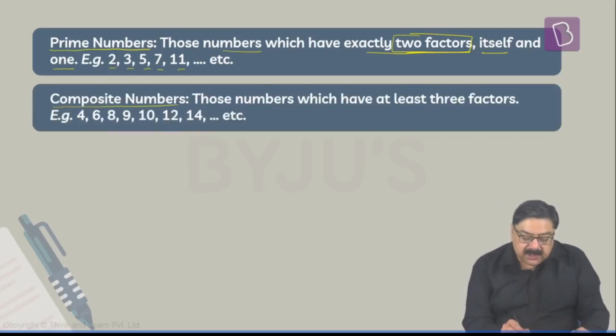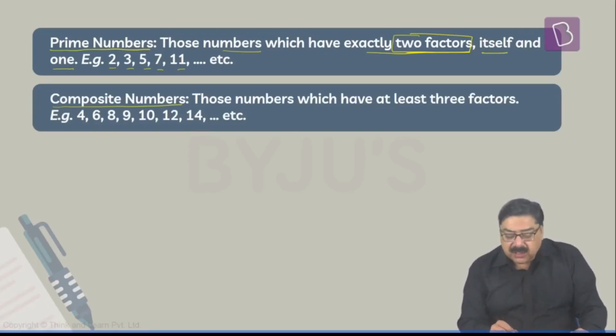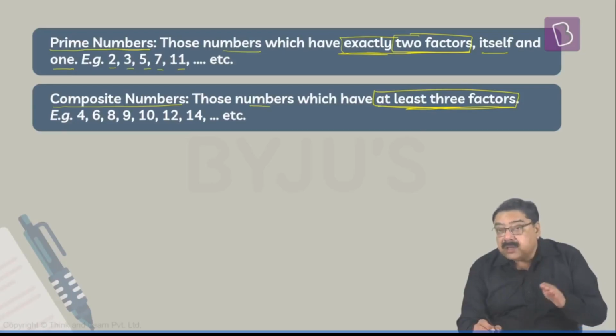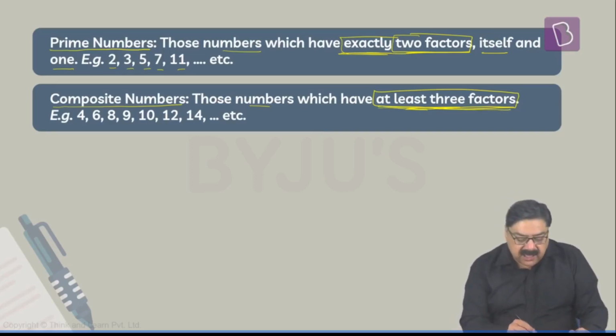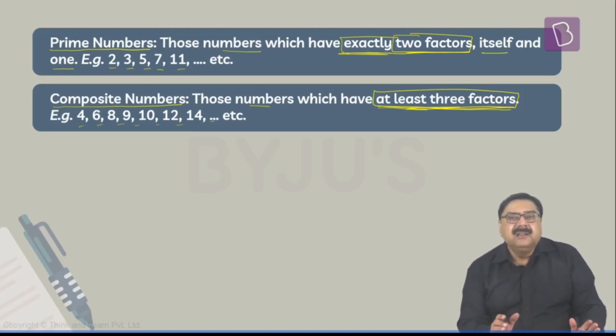Then what are composite numbers? Composite numbers are those which have at least 3 factors. Now, prime numbers have exactly 2 factors, and more than 2, that is, at least 3 factors will be there for the composite numbers. So these are 4, 6, 8, 9, 10, 12, 14, 16, 25, 18, 36, 106.